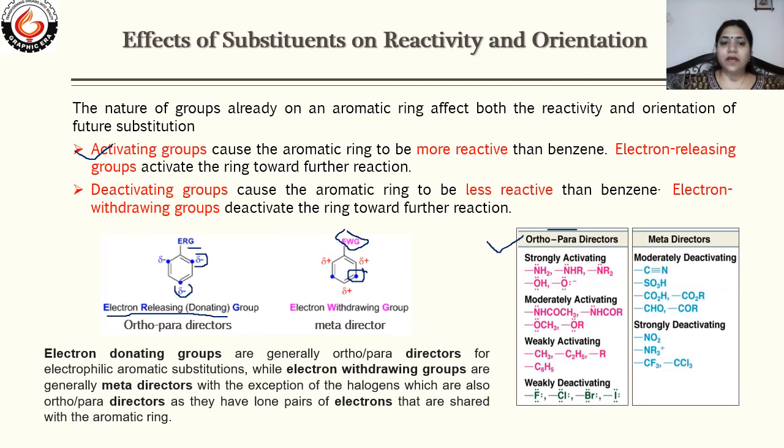Only the difference is in case of the halides. Halogens are exceptions, and halogens are ortho-para directors. Although the halogens are electron withdrawing groups, they are ortho-para directors because they have lone pairs of electrons that are shared with the aromatic ring.